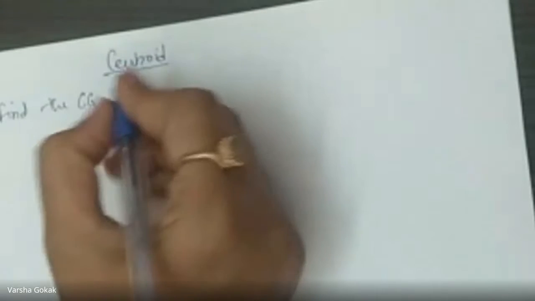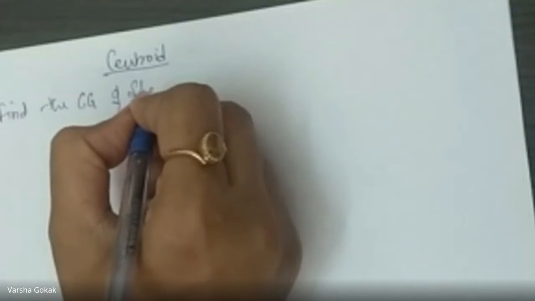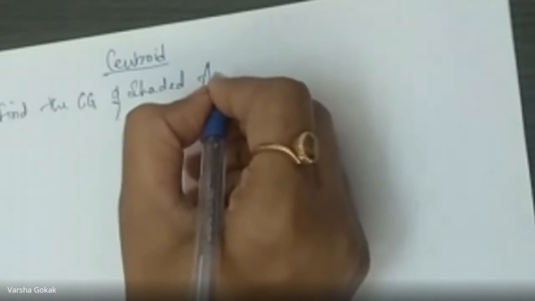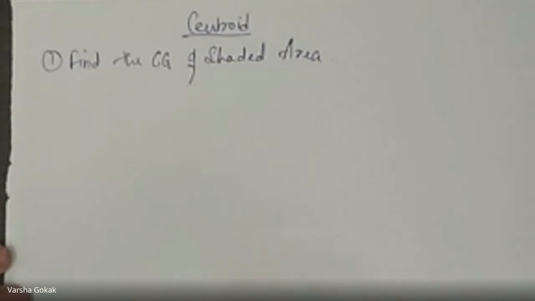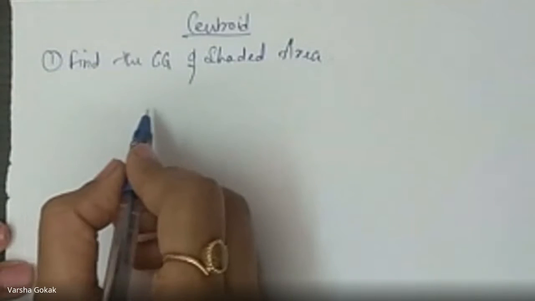Good morning all. We will take up our next set of numericals related to centroid. So here, find the CG of the shaded area. Okay, we need to find the CG of the shaded area. The diagram given is like this.